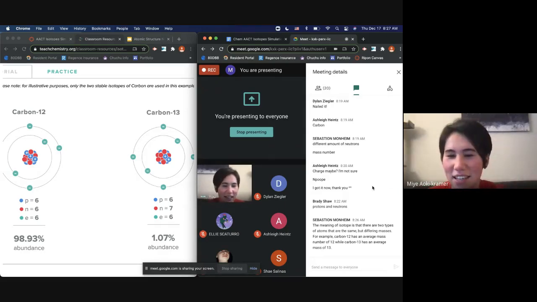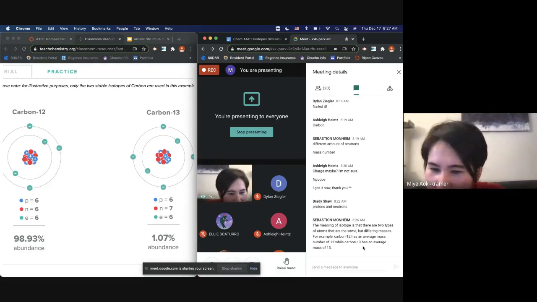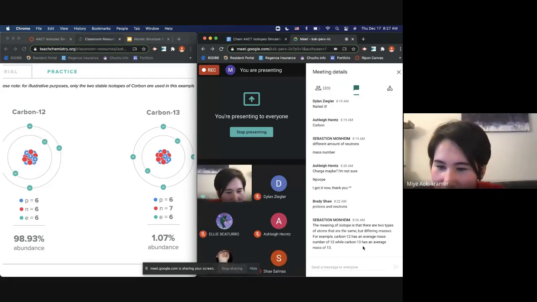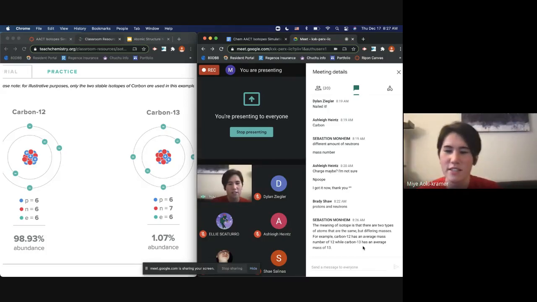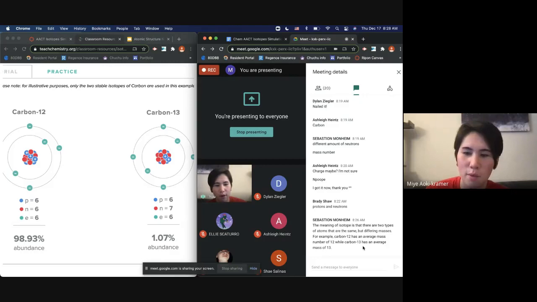All right. So Sebastian, the meaning of isotope is that there are 2 types of the atom that are the same but differing masses. For example, carbon-12 has an average mass number of 12, while carbon-13 has an average mass of 13. So that's good, but we're missing one important piece of information. So who wants to add on to Sebastian's definition? Because this is a fantastic start. They do have different masses, but we're going to talk about why they have different masses. What's causing the mass to change? So I'm looking for one word in particular, one subatomic particle.